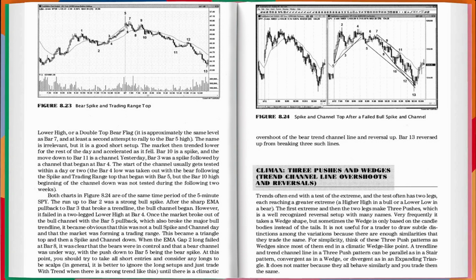Very frequently it takes a wedge shape, but sometimes the wedge is only based on the candle bodies instead of the tails. It is not useful for a trader to draw subtle distinctions among the variations because there are enough similarities that they trade the same.